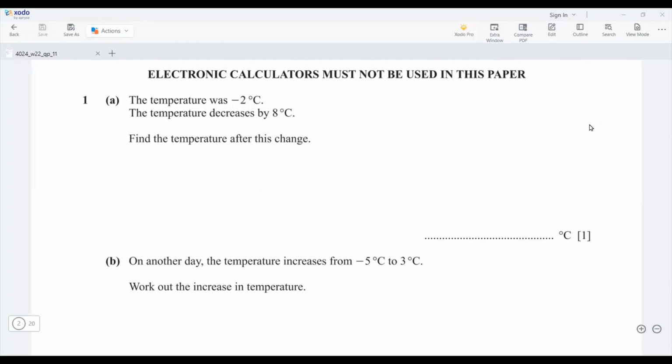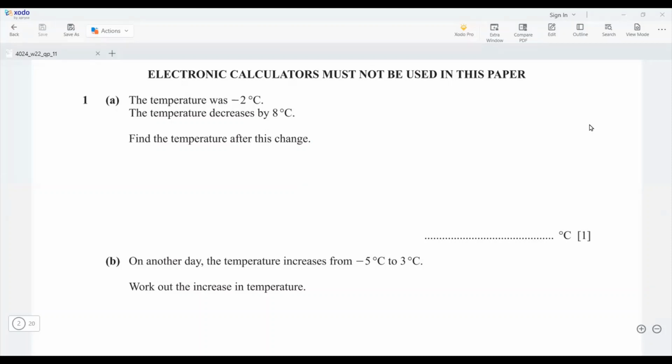This is the very first session in which we are going to discuss October-November 2022's paper 1 and variant 1 as well. In question number 1, the temperature was -2 and it is decreasing. It is actually decreases by 8.